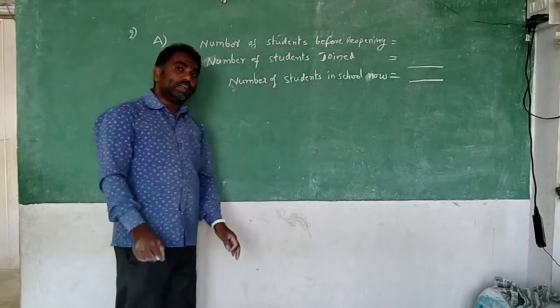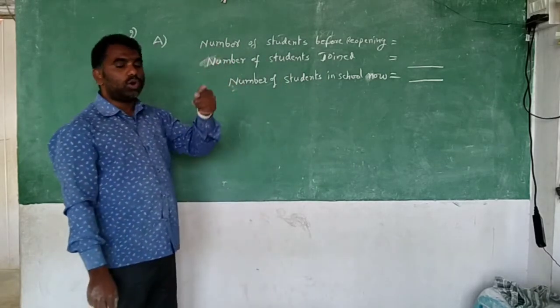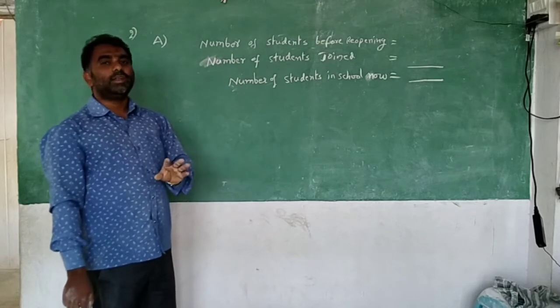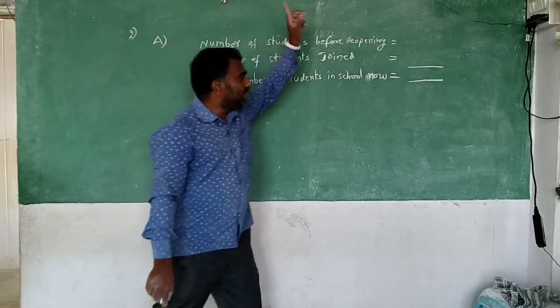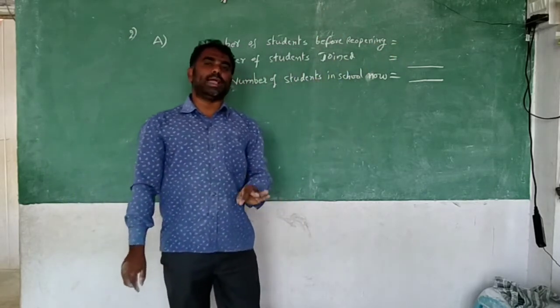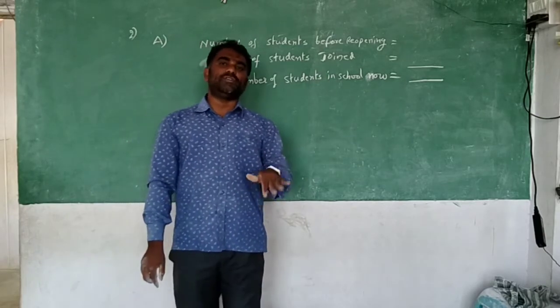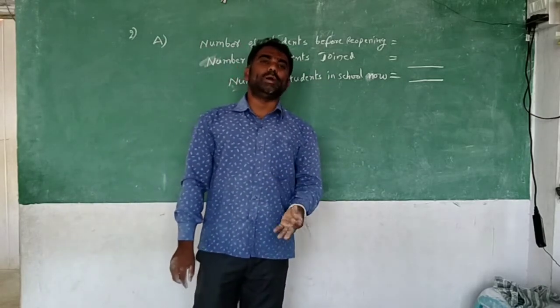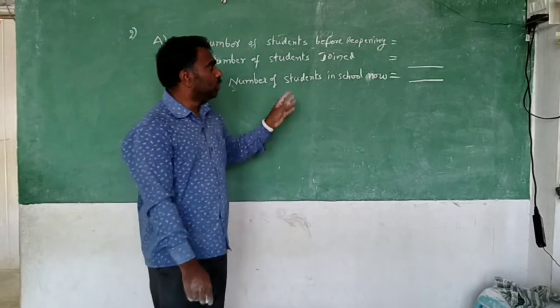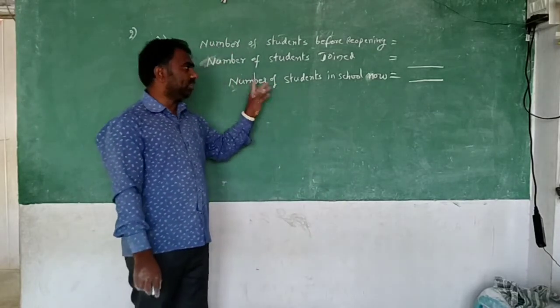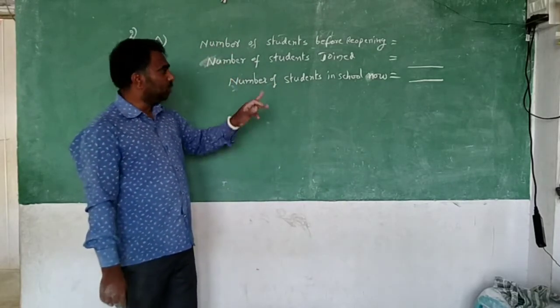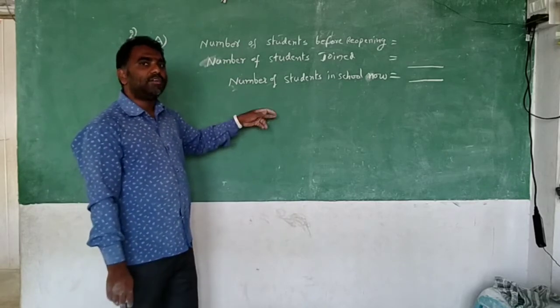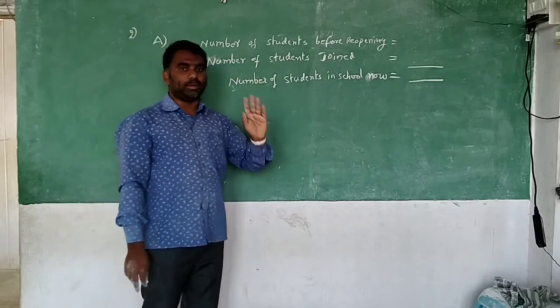So you need to copy the steps in your notebook. But this calculation part you only have to do. I will explain it to you clearly. After the explanation, you have to do it. But the steps I will write on the board. You write the steps. You copy the steps. Wait for some time. One more question I will also explain. After the 2 questions, you can copy at a time.